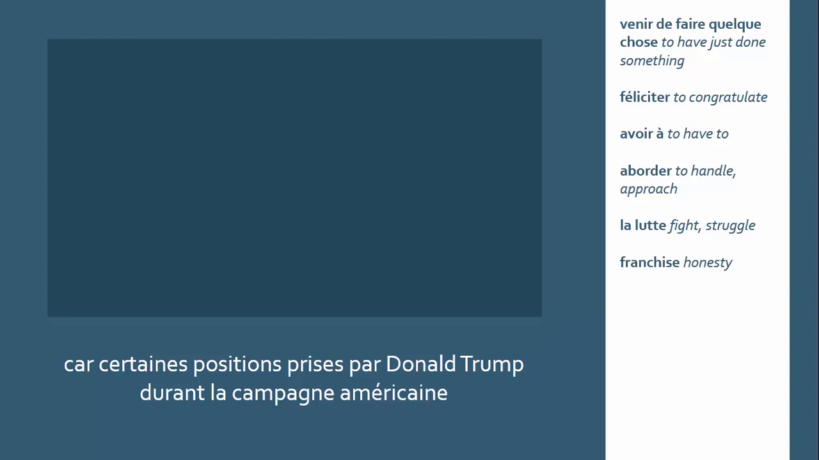Notice, though, the agreement of pris that becomes prise because we're describing these stances or these positions as taken, and position is feminine. We know that because it ends with tion, and so prise also has to be feminine and it's plural, so prise has to be plural too. So because certain stances taken by Donald Trump durant, again, during la campagne américaine, the American campaign. Notice that the words for campaign and countryside in French are the same, but the context is clear such that we understand that this is campaign and not countryside.